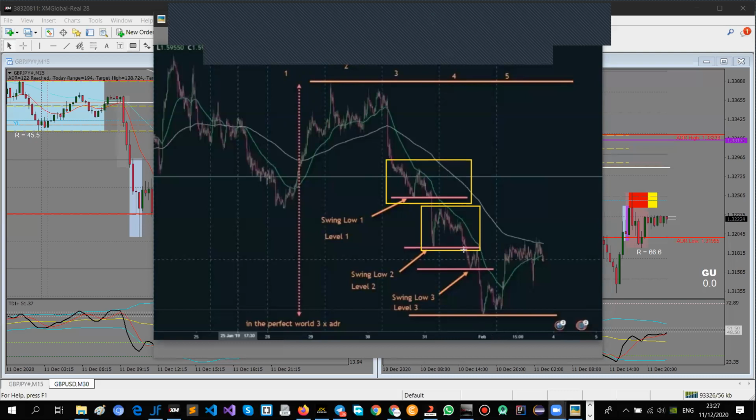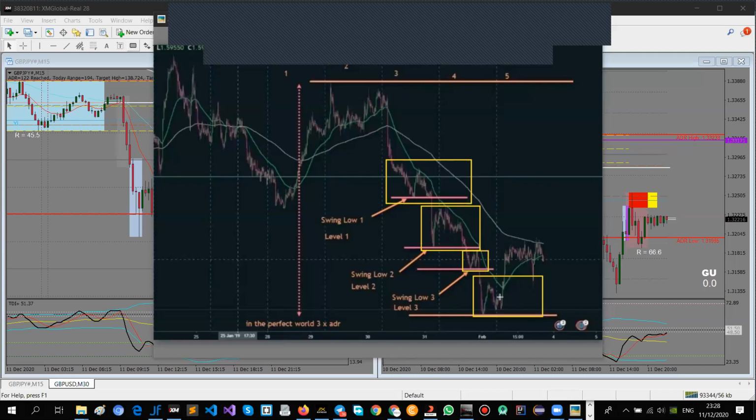Then price went on to form another, the last one, swing low 3, and that was our level 3. The price went on to form a lower low and a higher low right there, giving us 3 perfect levels. And price just fell from the level 3 into the peak formation low.